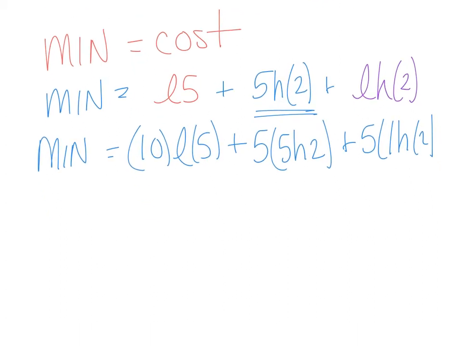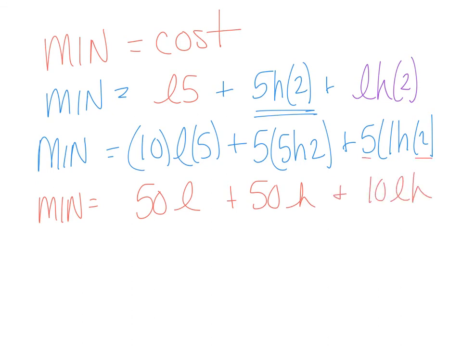All right, so I'm just going to clean that up. So I'm going to say that's my minimum equals, that's 50 length, plus 5 times 5 is 25, times 2 is 50h, plus that's 10 length times height.